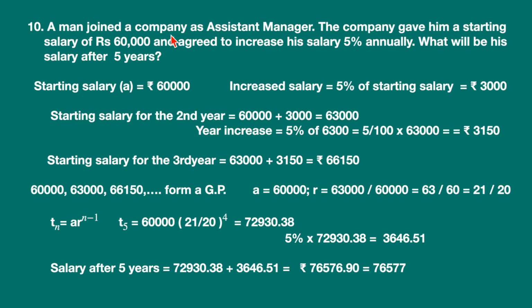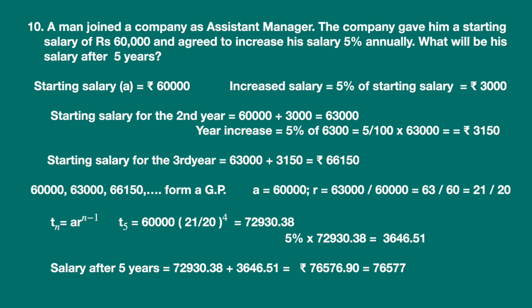A man joined a company as assistant manager. The company gave him a starting salary of 60,000 and agreed to increase his salary 5% annually. What will be his salary after 5 years? So starting salary is A, 60,000. Every year he will get an increase of 5%. So first year his salary will be 5% of 60,000. If you do 5 upon 100 into 60,000, you will get 3,000.